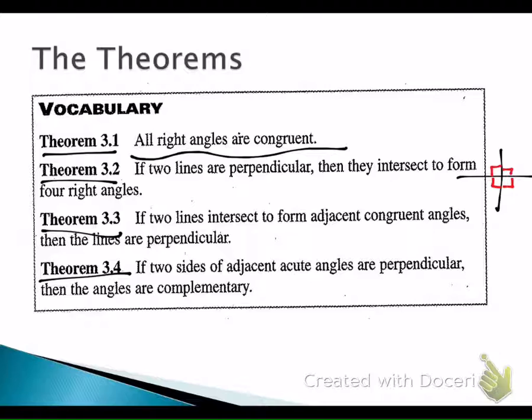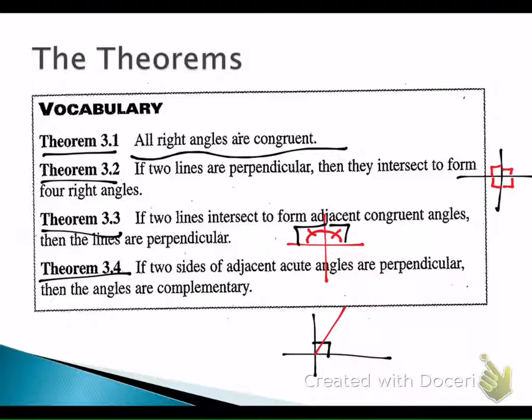lines are perpendicular. So basically, if you have 2 lines that cross, and I tell you that this angle equals this angle, the only way that will happen is if they're 90-degree angles. Okay? And then the last one says, if 2 sides of adjacent acute angles are perpendicular, the angles are complementary. So if you have perpendicular lines, right angle, and I cut it into 2 smaller angles, those are going to add to 90. We had that actually on your test that you guys took on Friday. So that's nothing new, but now you have an official theorem to back it up.